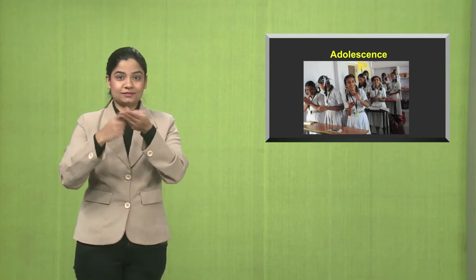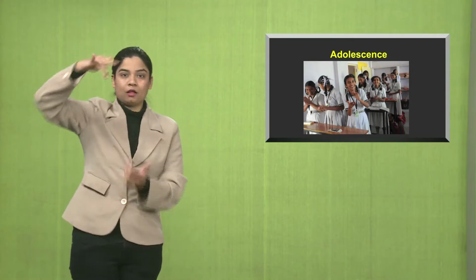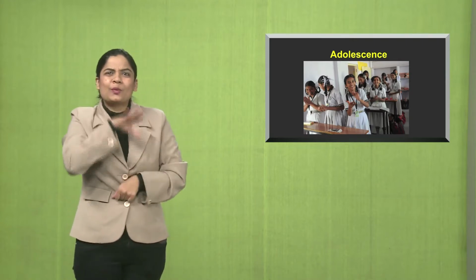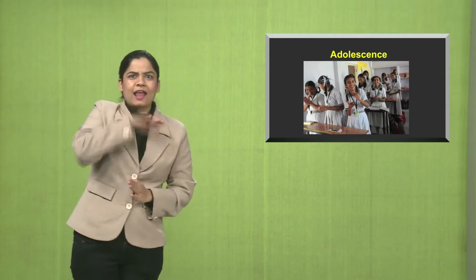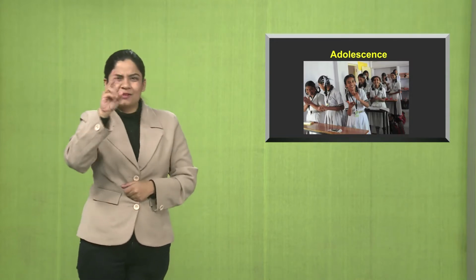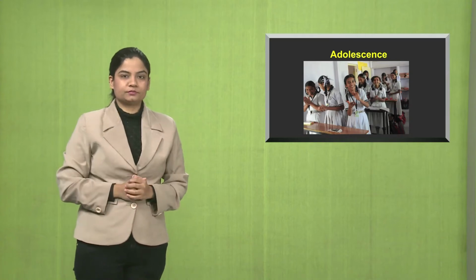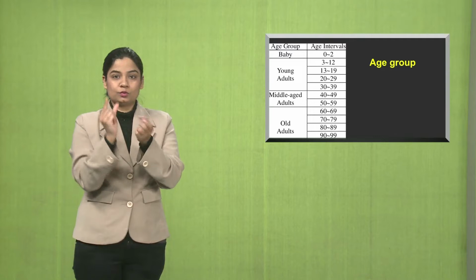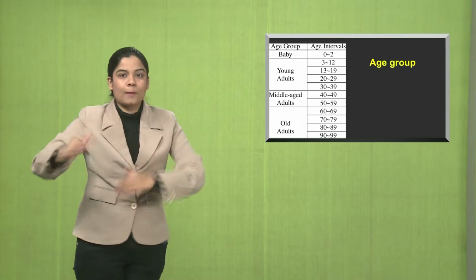Adolescence. Adolescence means someone who is in the middle age. As you can see in the picture, some people are in the middle age, starting from 11 to 18 years old. These are neither in childhood nor in adulthood, maybe starting from class 8 are adolescents. Age group. It means people of different groups of different ages together, children, young adults, middle-aged, old-aged, etc.